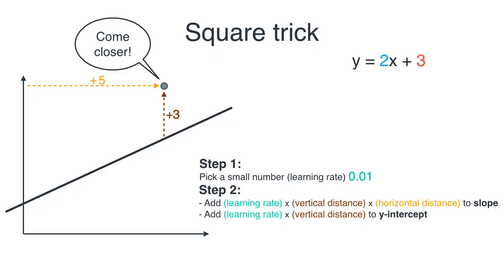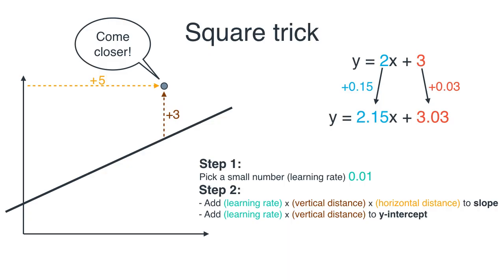So how are we going to modify the slope? Well, we're going to add the product of learning rate times vertical distance times horizontal distance. That's 0.01 times 3 times 5, which is plus 0.15. And how are we going to modify the y-intercept? Well, we're going to add the learning rate times the vertical distance, which is 0.01 times 3. That's 0.03. So our new line has equation y equals 2.15x plus 3.03.